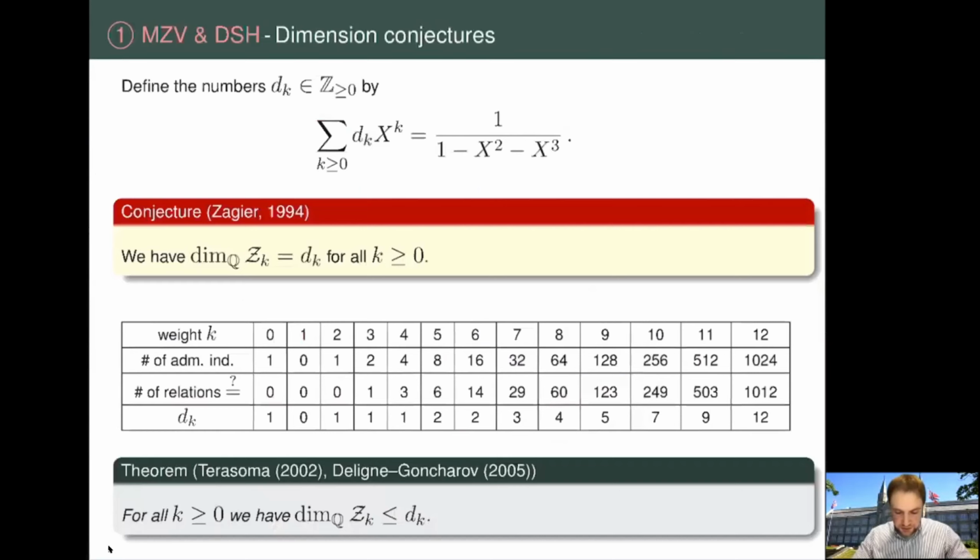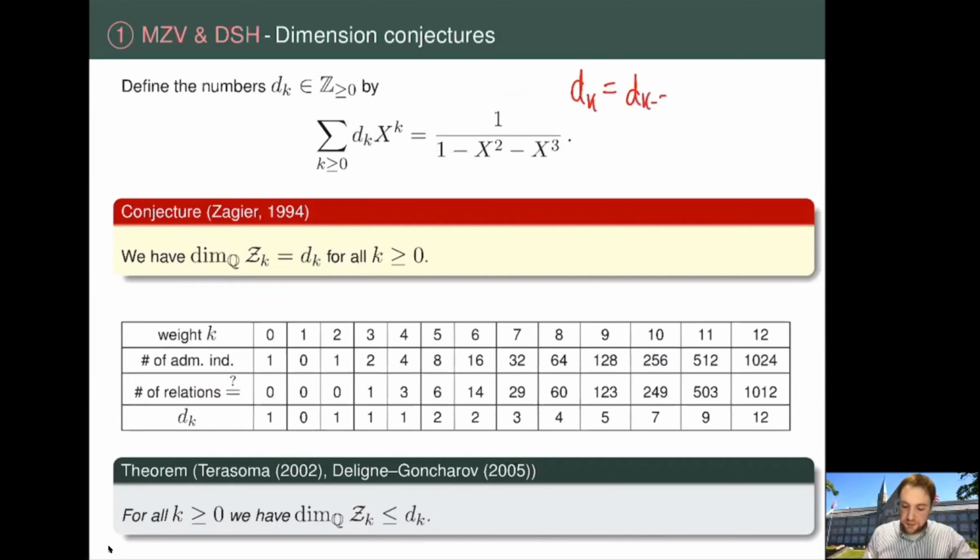another conjecture, which is due to Zagier, is on the dimension of the space Z_k. So Z_k, recall, was the space spanned by all multiple zeta values of weight k. And he conjectures that the dimension in weight k is given by these numbers d_k, and this d_k is defined as a coefficient of this rational function here. But one can also write this in a different way. One could define them recursively.